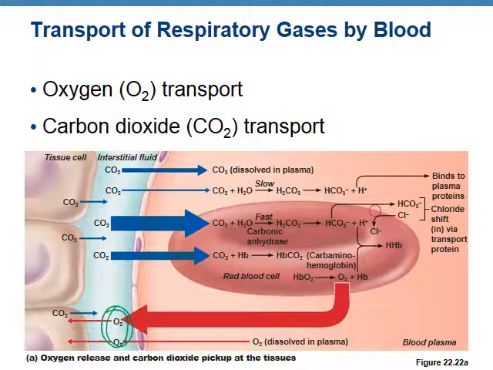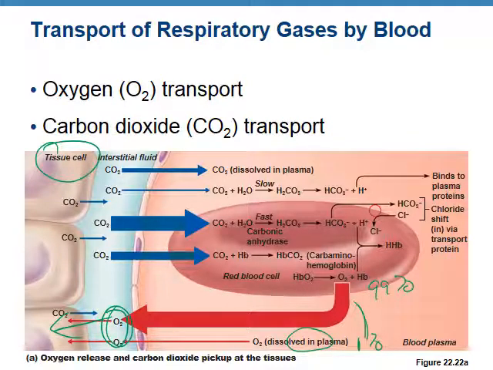So here's the oxygen being dropped off at the cells. How is it carried? 1% dissolved in the plasma, 99% it's bound to a red blood cell, specifically the hemoglobin.